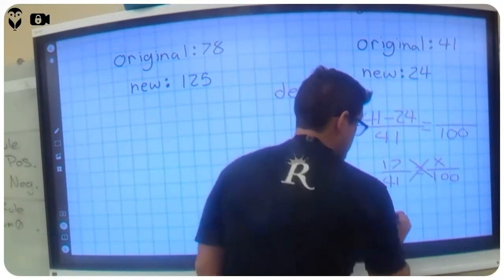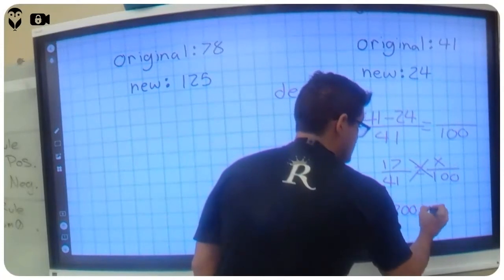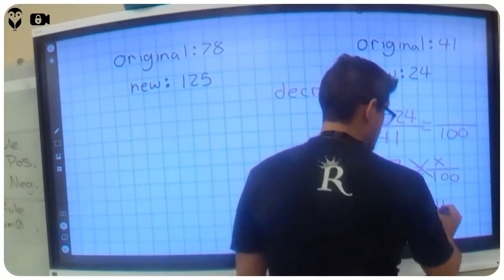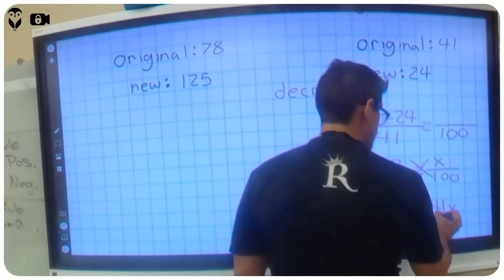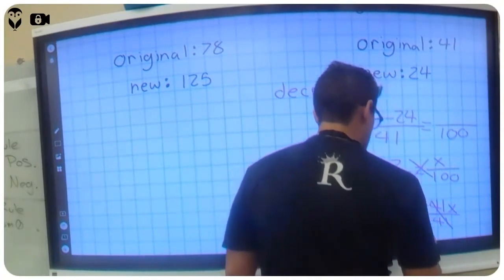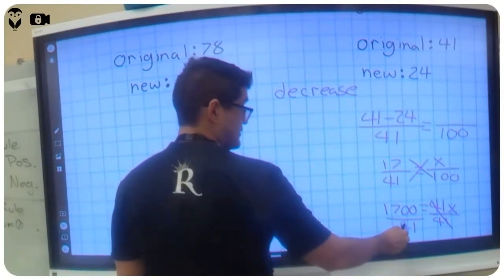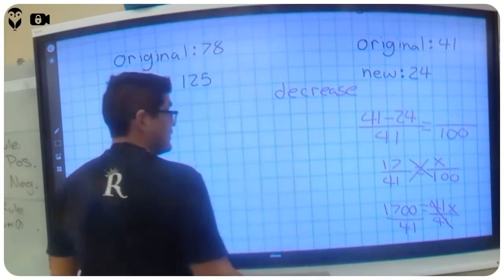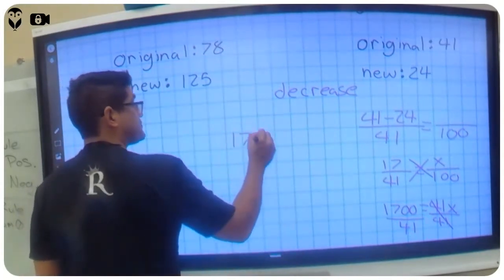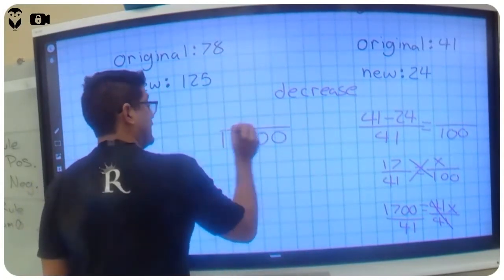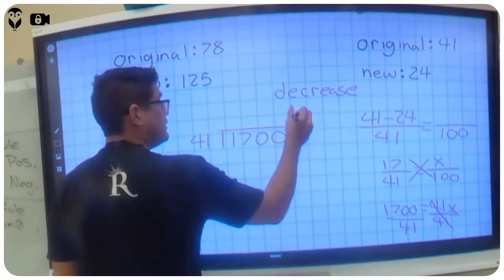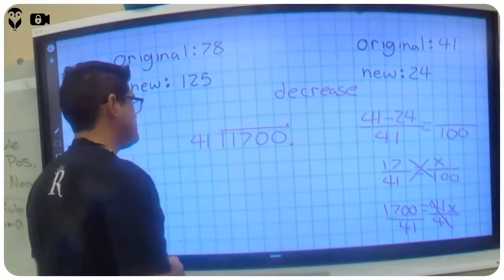Cross multiply. 1700 equals 41x. Divide by 41. Divide by 41. That's a 40, by the way. I said 41 when I wrote it, just in case. So now we have 1700 divided by 41. Here's the decimal point. I'm just going to want one number after because I'm going to round to the whole number.